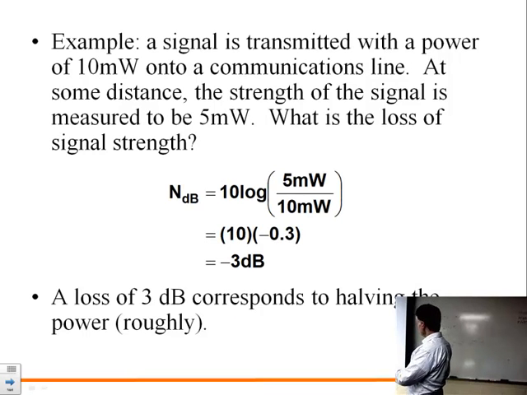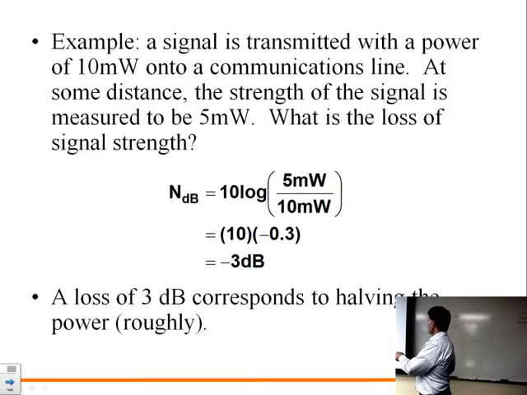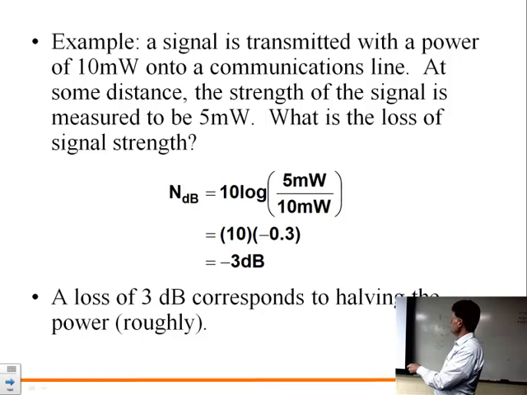So if I have a signal being transmitted with a power of 10 milliwatts, that's mW, through a communication line. So this is actual electric power going through. The strength of the signal at the other end is 5 milliwatts. So it started out as 10 milliwatts, but at the other end it's 5 milliwatts. So there's been some dissipation in power. What is the loss of signal strength in decibels?